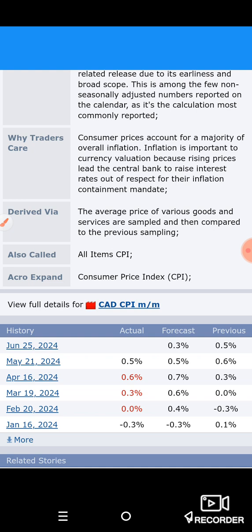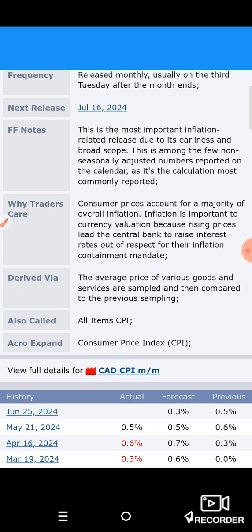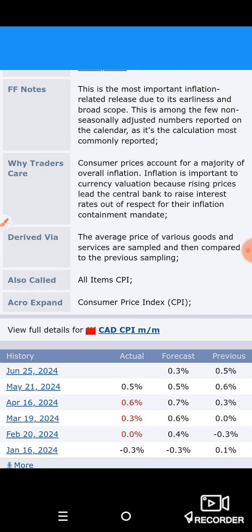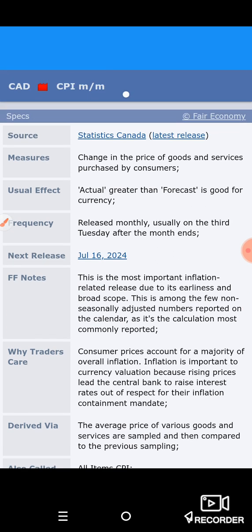Just know this. On this news, they say usual effect, actual greater than forecast is good for the currency. When the news was released, then actual greater than the forecast is good to the currency. But if actual is not greater, it's not good. Do you understand? It's not good to the currency. That is why you come here, you see those red, red, and is going against the market.